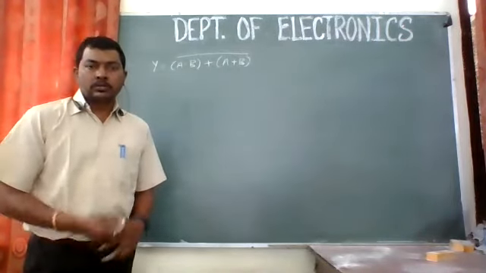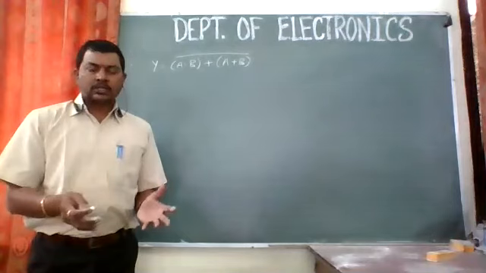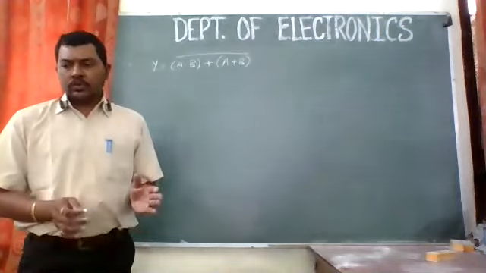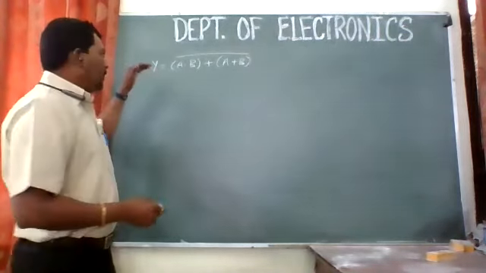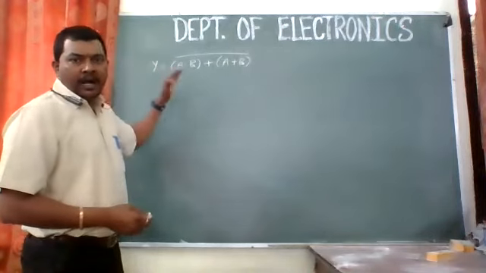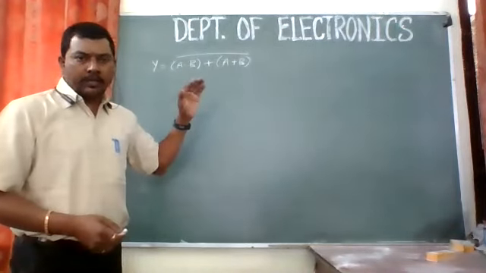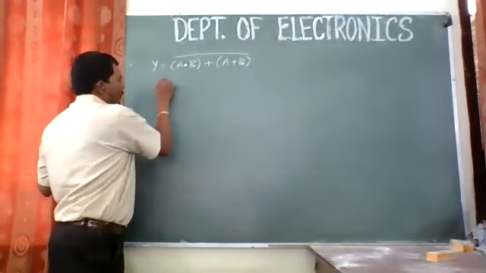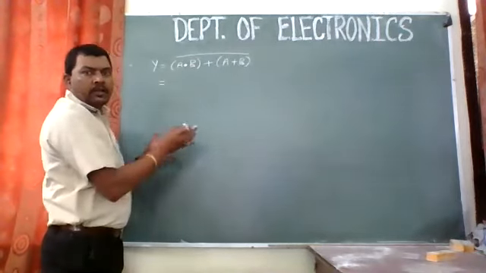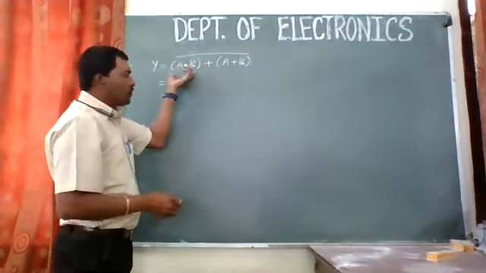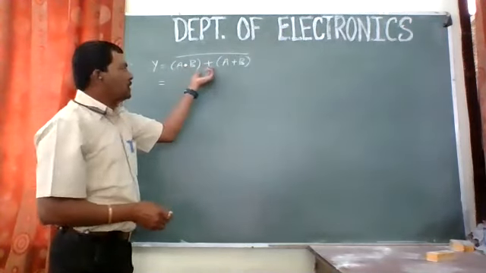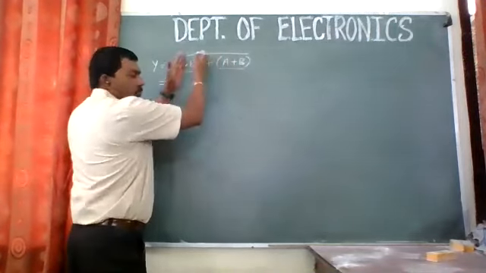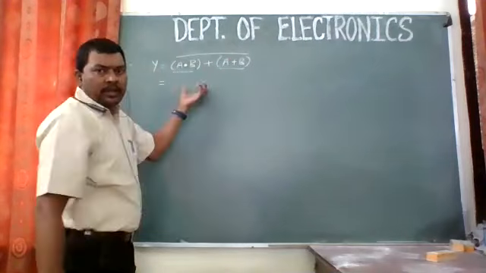Now we have to reduce this expression by using De Morgan's theorem, right? So this was the question. I'm repeating the question for you. Simplify this equation by using De Morgan's theorem only, right? So let us start. A dot B can be taken as one variable, plus a plus b can be taken as another variable. So just by splitting this, we can solve this, right?